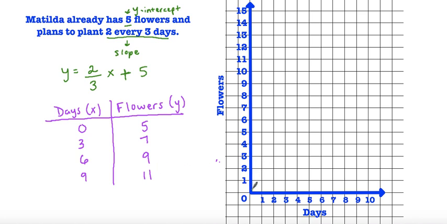So if we graph this here, at 0 days, we have 5 flowers because we initially started off with 5, and then we gain 2 more after 3 days. We gain 2 more after another 3 days. We gain 2 more after another 3 days. And notice here that I'm going up 2 because it's 2 flowers and then going over 3 days. Increase of 2 flowers every 3 days, and so on. So I'm going to draw my line through that.